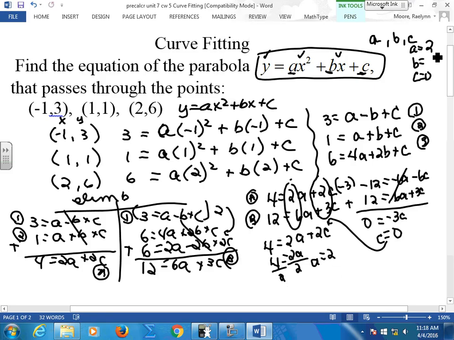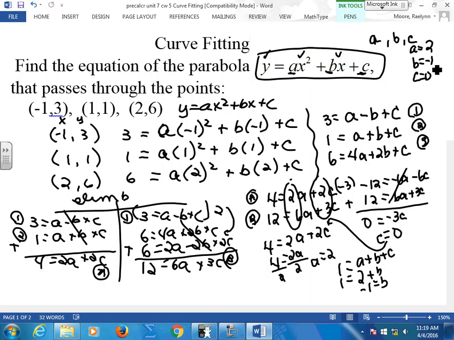And now I have to go back to one of my original ones that has all three of them and find B. Which one would you like to use? 2, okay. So we know A is 2, we don't know what B is, but we know C is 0. So subtract 2, so B is -1. Wait, which equation did you use to find B? We decided to use 2. Yeah, you can use any of them.